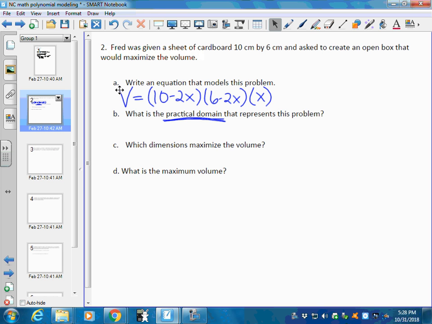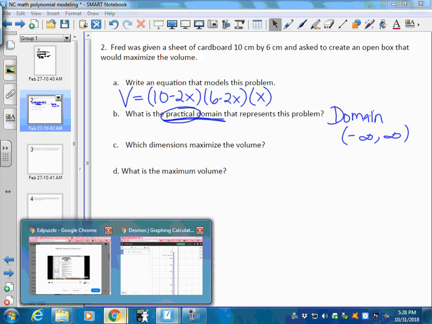The regular domain, the normal domain, you would tell me, is negative infinity to infinity. But this is practical. We can't have negative numbers for length and width and height. So we got to go get the real one, the practical one. All right, so let me go back to Desmos.